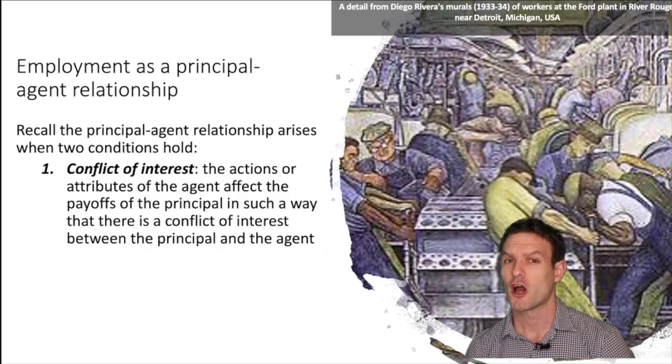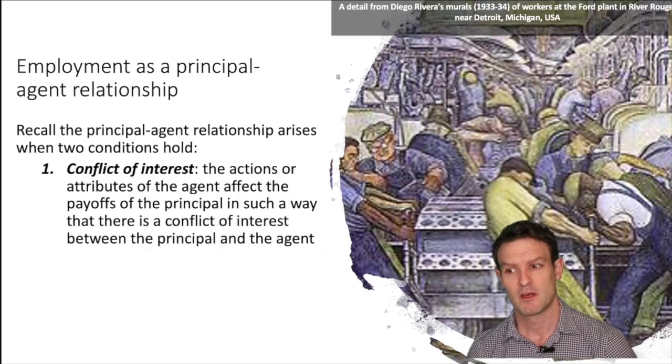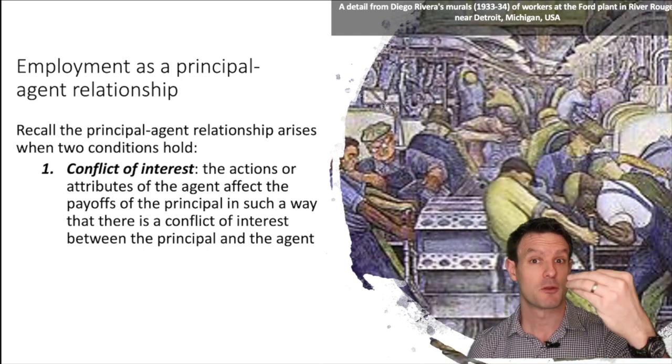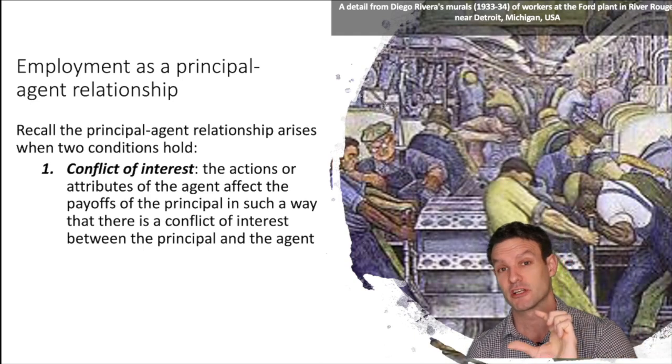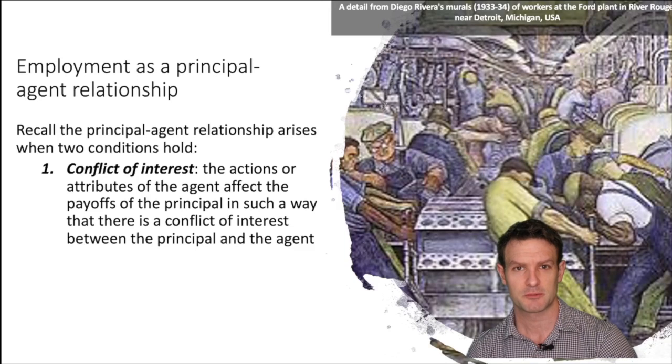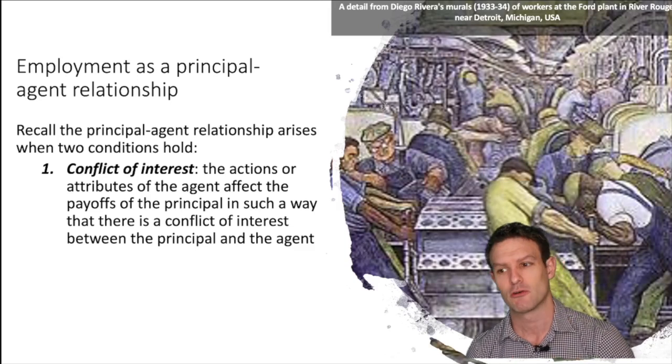Firstly, we have a conflict of interest between the parties. So the actions or attributes of the agent affect the payoffs of the principal in such a way that there is a conflict of interest between the principal and the agent. That's the first condition that we require.